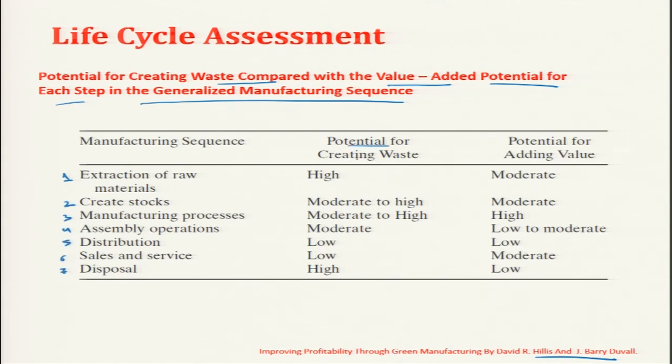The potential of creating waste is high. The potential of adding value is moderate. It is not adding value. Adding value, in a way, is from the viewpoint of the customer. Adding value in a way means the total value that the customer perceives. The customer wants the automobile to be ergonomically right, aesthetically looking good, working properly, giving good performance. These are the functions that customers need.